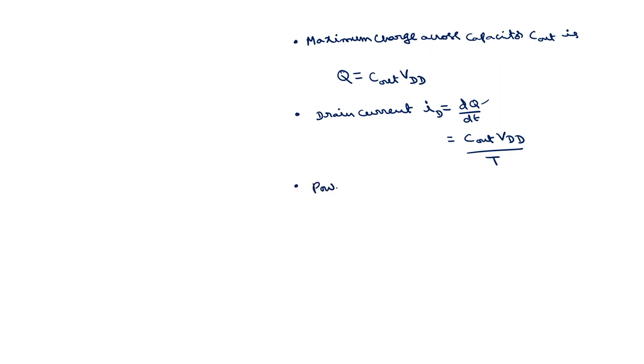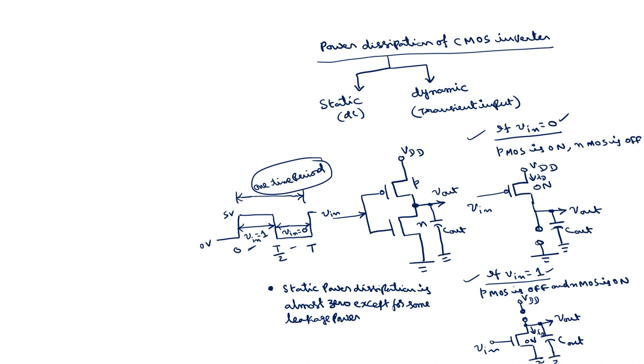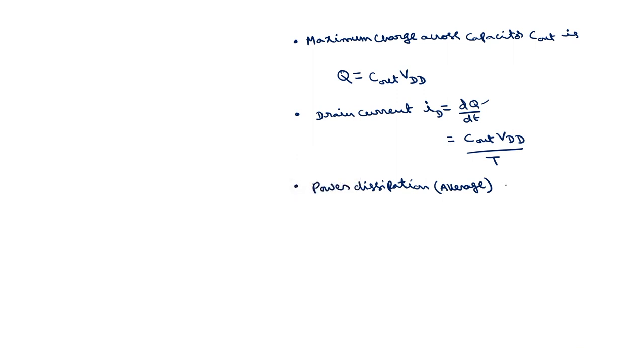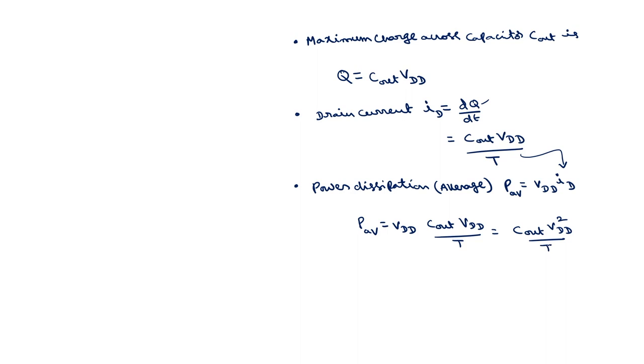But what is the expression for the power? You can call this an average power, because I am considering from 0 to T. This is the average of both the positive half cycle as well as the negative half cycle. The expression for the average power will be VDD into ID. If I substitute this ID here, then the average power is given by VDD into C out VDD divided by T, or C out into VDD square divided by T. 1 by T is nothing but frequency F.